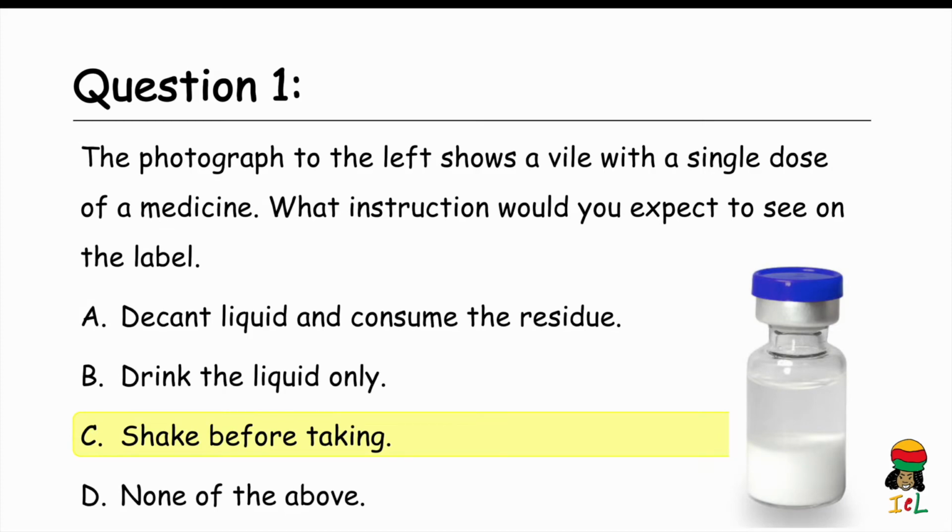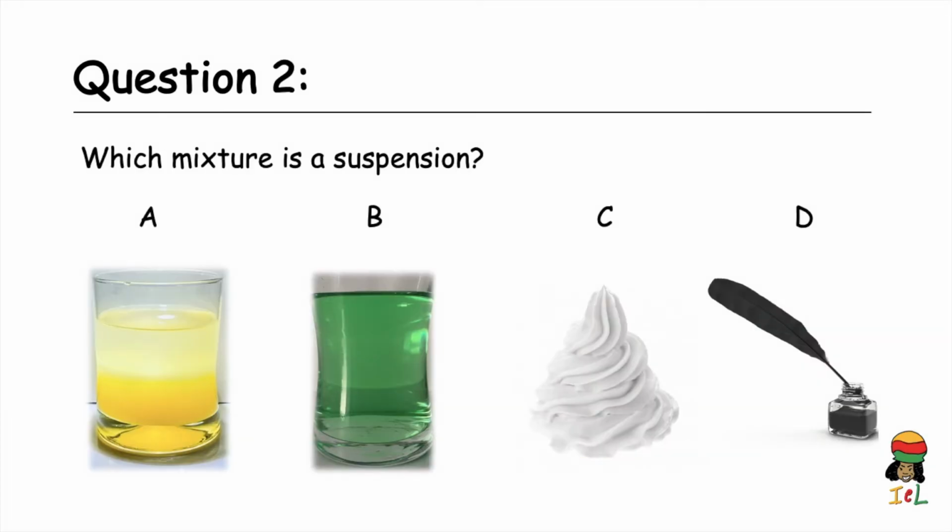The answer is C. Shake before taking. This is to ensure that the insoluble particles of the suspension become evenly distributed in the liquid before drinking the medicine. Question 2. Which mixture is a suspension? A, B, C, or D? The answer there is A.